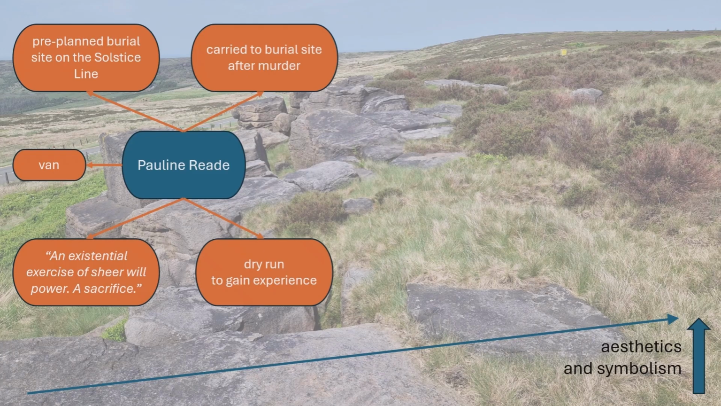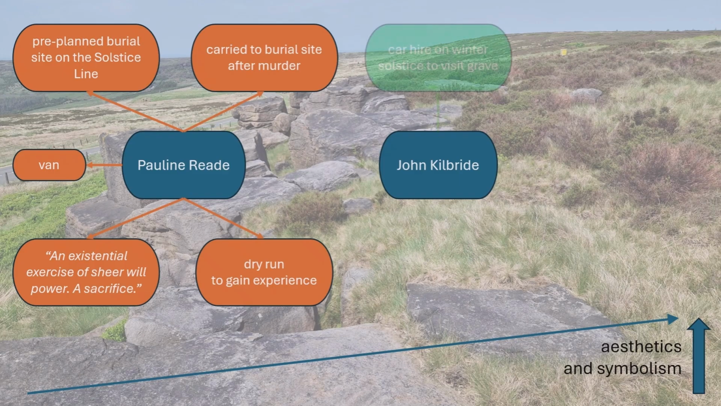The next child they murdered, John Kilbride, was buried on a direct line with gravestones at one end and Pauline Reed in between. Brady was pleased with the increased aesthetics of the burial site, including its view over the reservoirs, and repeatedly revisited the area to be by the grave to gain inner calm. From the trial evidence in 1966, we know that Hindley hired a car on the winter solstice, 21st December 1963, to visit John Kilbride's grave.